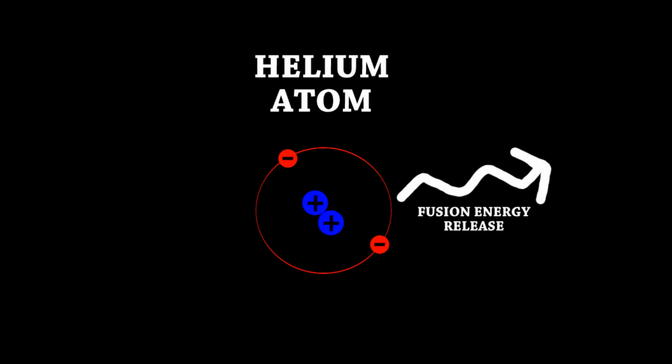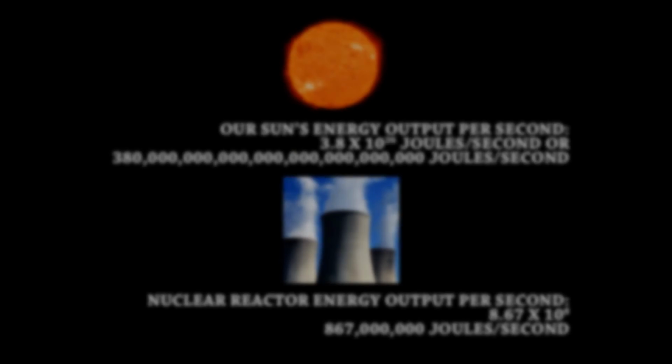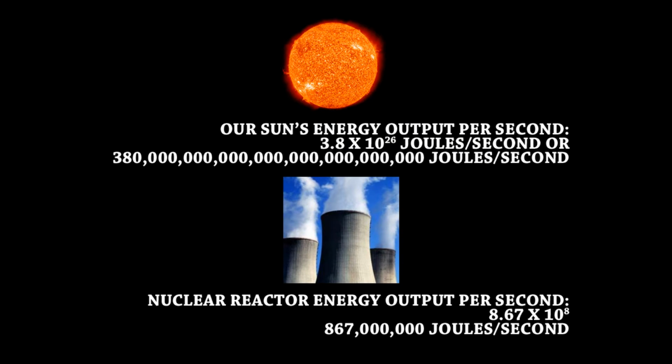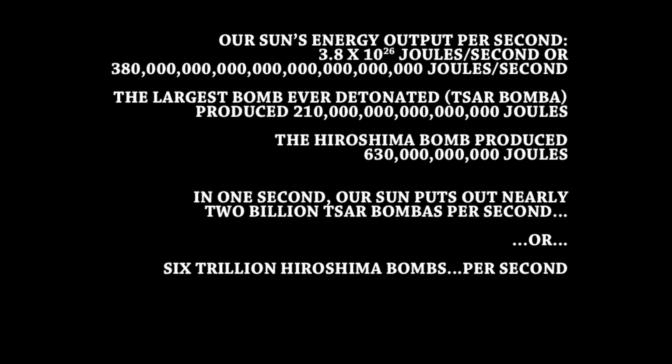So to give you a rough idea, our sun, which is relatively small compared to other stars, puts out 3.8 times 10 to the 26 joules per second. And in comparison, the Quad Cities nuclear reactor in Illinois can put out 867 million joules per second at max capacity. So I've written these out long form for you so you can actually see the difference. And then here is an energy output comparison of atomic bombs between how much the sun puts out a second, so you can see just what a crazy amount of energy our sun puts out.